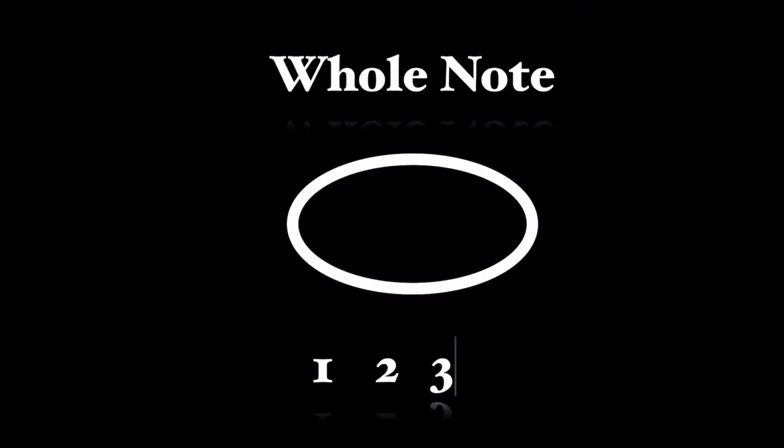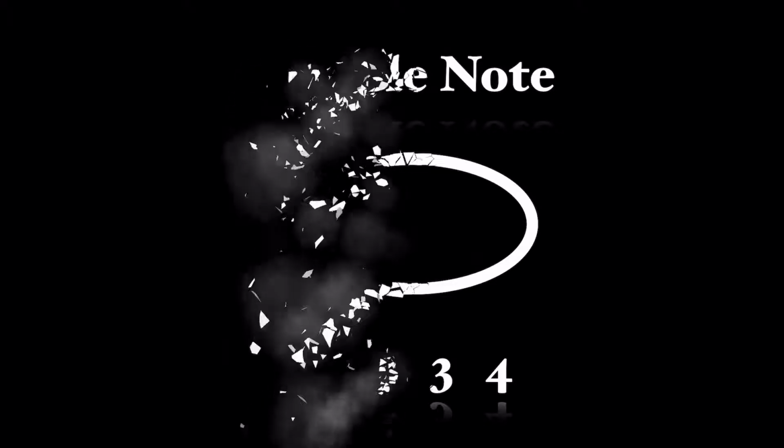This is a whole note. It gets 4 beats. You can count a whole note like so. 1, 2, 3, 4. This is a half note. And a half note gets 2 beats. And you can count a half note like this. 1, 2. This is a quarter note.